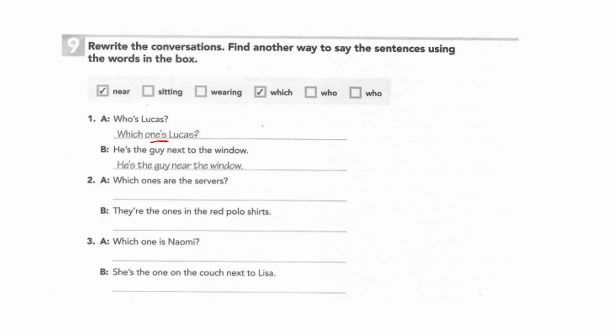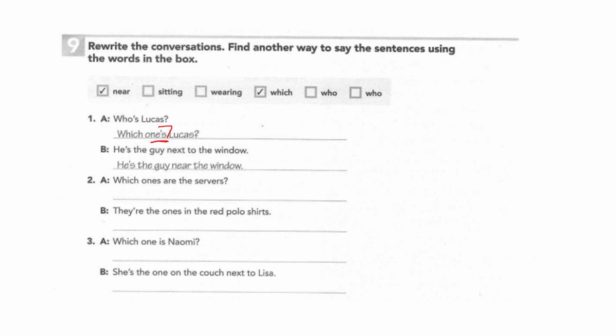This is the contraction of is. One is. Which one is Lucas? In English, I can say which one's Lucas. This is the contraction of the verb to be, singular, because who's Lucas is a singular question. Which one's Lucas is also a singular question, because here what I have is only the contraction of one is.